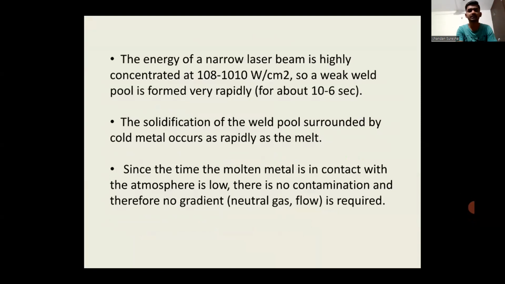The energy of a narrow laser beam is highly concentrated, at 10^8 to 10^10 W per square centimeter, so a weld pool is formed very rapidly. The solidification of the weld pool surrounded by cold metal occurs as rapidly as the melt. Since the time the molten metal is in contact with the atmosphere is low, there is no contamination and therefore no shielding gas is required.